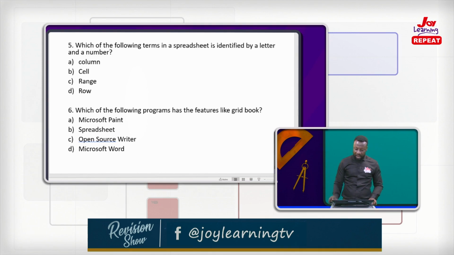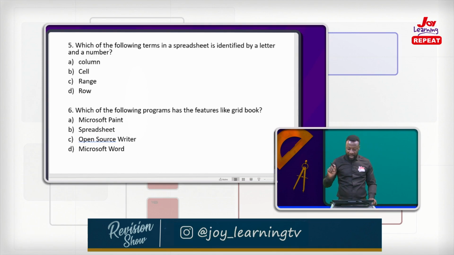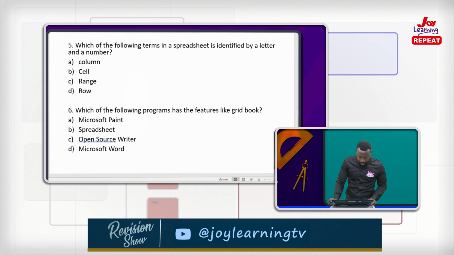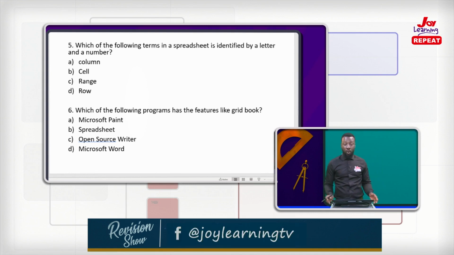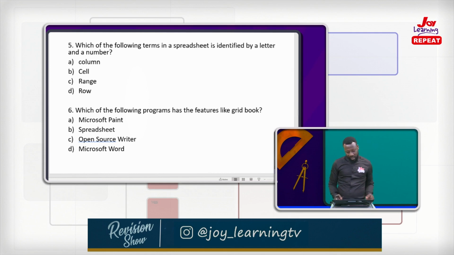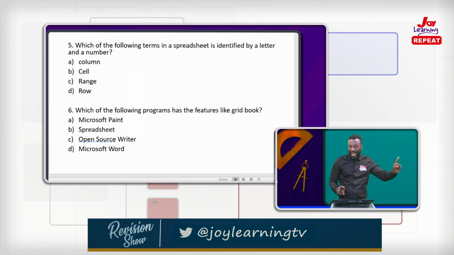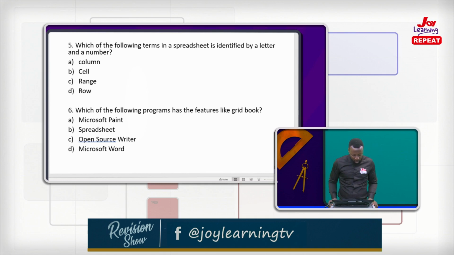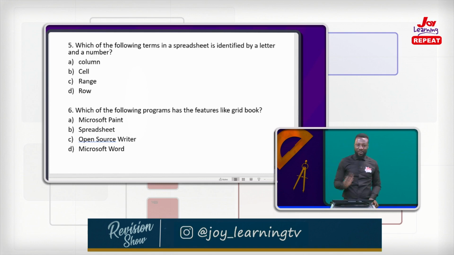Adams, can you help us in answering question 5? Which of the following terms in a spreadsheet is identified by a letter and a number? A, column. B, cell. C, range. D, row. Let me read the question once again. Over here, they are talking about a letter and a number, not the letter alone or a number alone. Both letter and number. So what is your answer again? Cell. A cell. Very good. You've done really, really well.